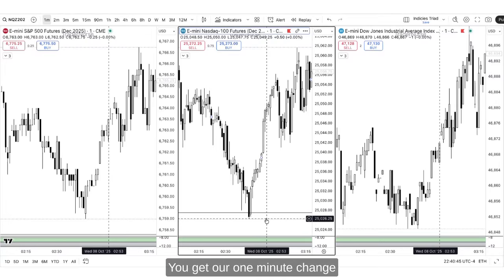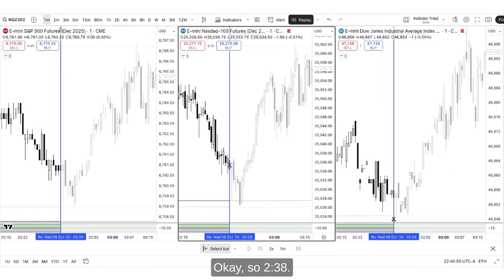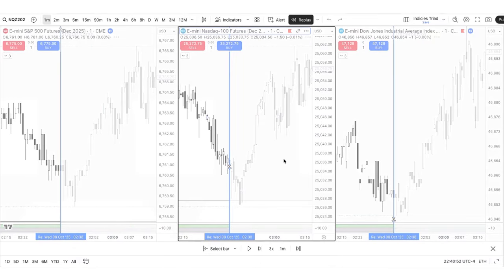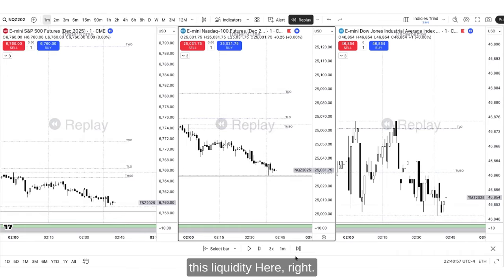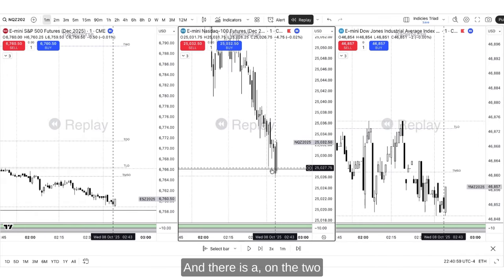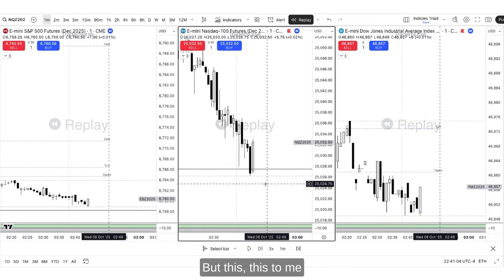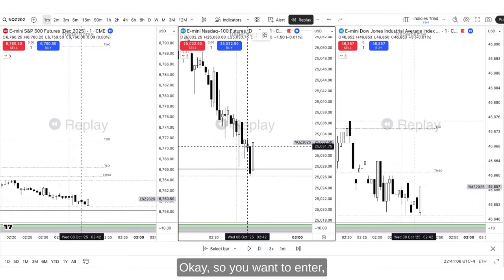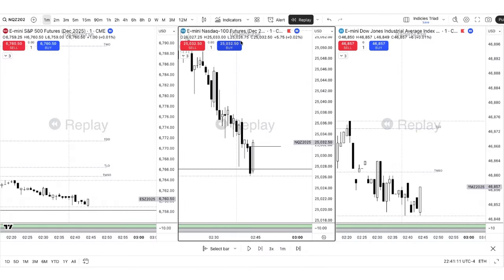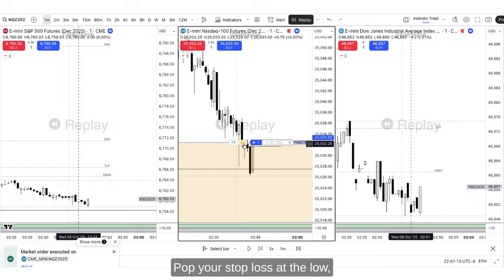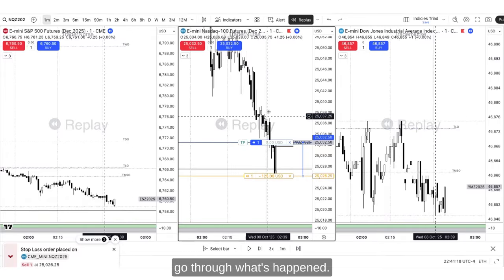If you were to go on your 1 minute chart now, you can see we derive ourselves from here. You get our 1 minute change in state delivery, and we just replay our times. So 2:38, what time does this happen? 2:38 to 3:23. We've taken out this liquidity here, and on the 2 minute chart there is an inverse fair value gap, but this to me is a change in the state delivery. So you can enter now. Pop your stop loss at the low. Really good RR. You've got the daily cycle sequential S&T.